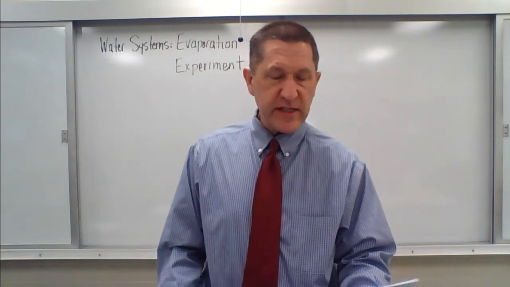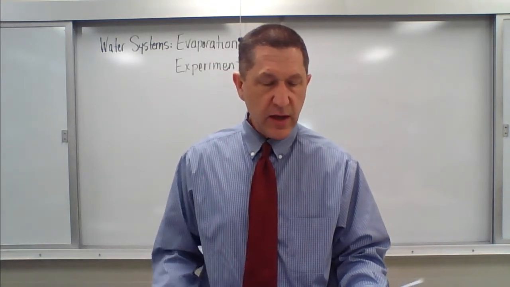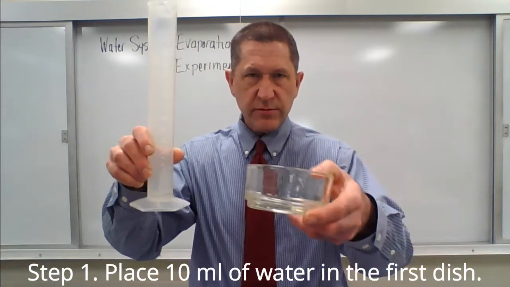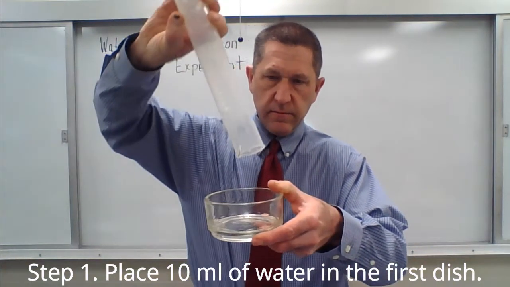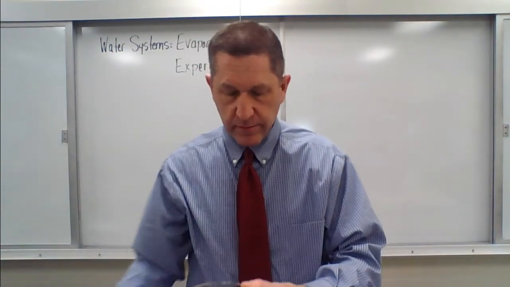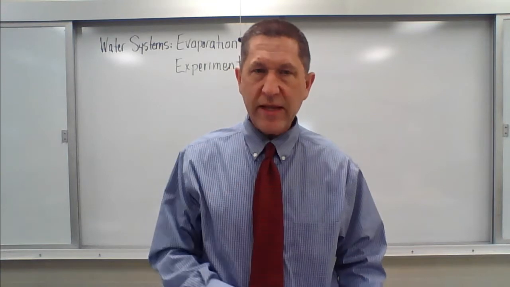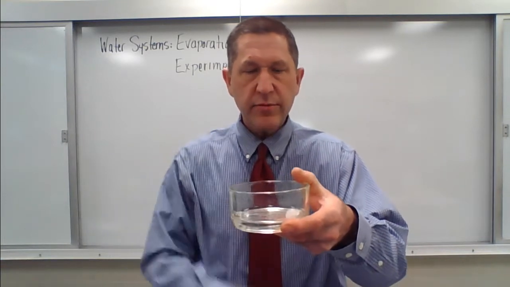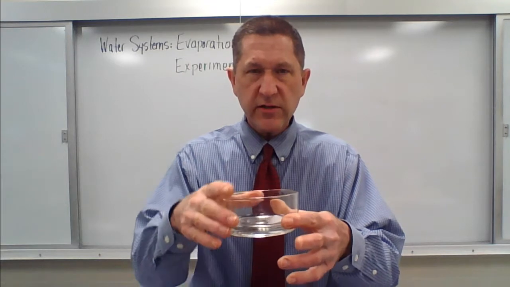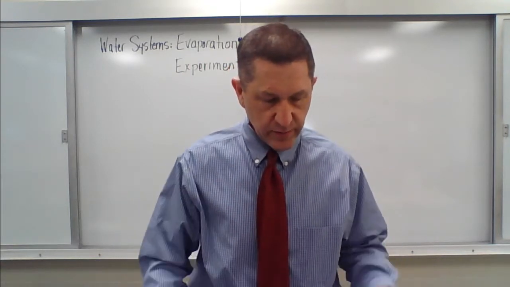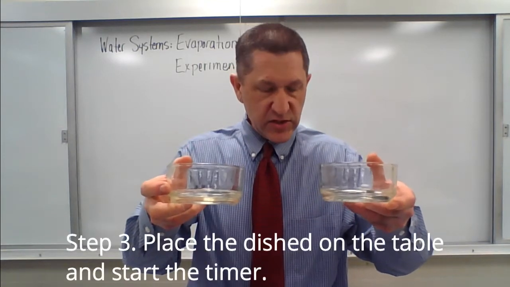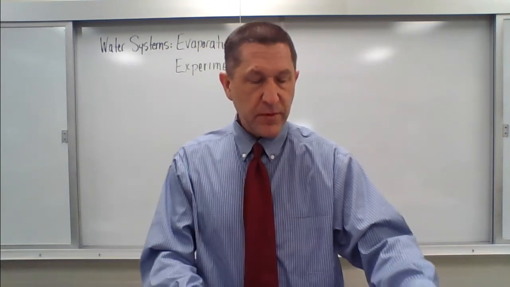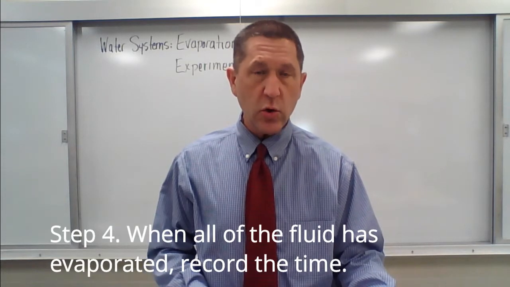Step 3 asks you for a procedure. Here is the procedure. I started by placing 10 milliliters of water into a dish. Step number 2, place 10 milliliters of ice into a second dish. This one is empty. I had pre-frozen 10 milliliters of water and turned that to ice and put that in the second dish. Step number 3, place the dishes on the table and start the timer. Step number 4, when all of the fluid is evaporated, record the time.